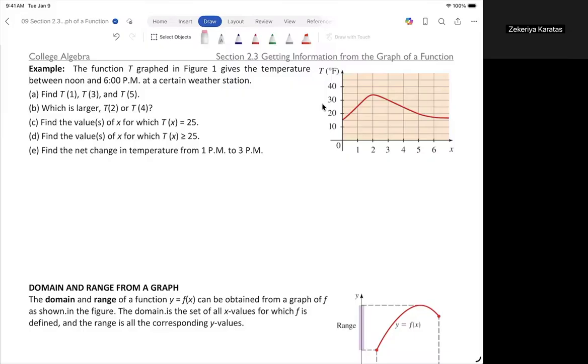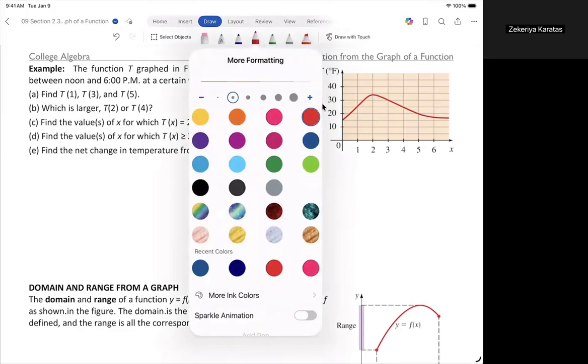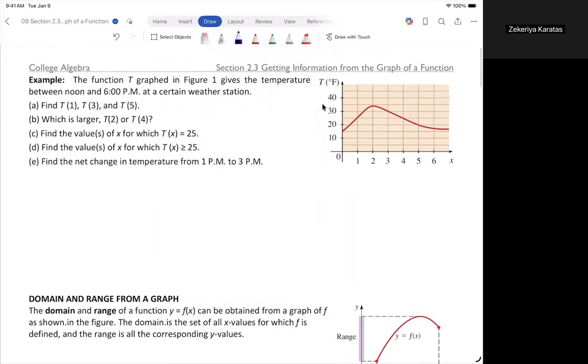So T(1), T(3), T(5). You go to 1. For functional values, you just look at the height. That height in this case is 25, so T of 1 will be 25. Then T of 3, you look at the height at 3, which is right here, and it's going to be 30. And T of 5 is going to be 20. So these are the temperatures.